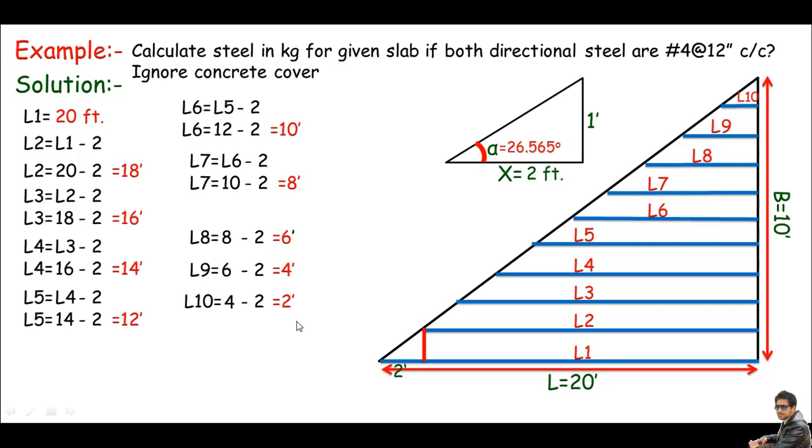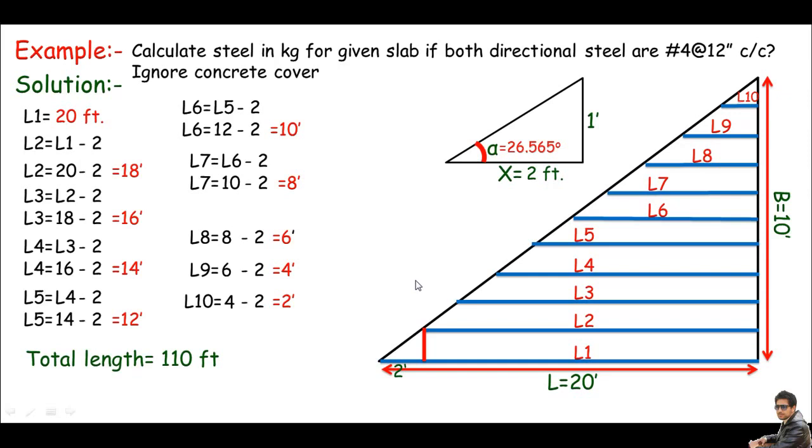What about L11? What do you say about L11? L11 will be just L10 negative 2, but L10 is just 2 and 2 negative 2 is just 0. It means we don't have L11, right? So when you add these together, you can get the total length of bar equals 110 feet.